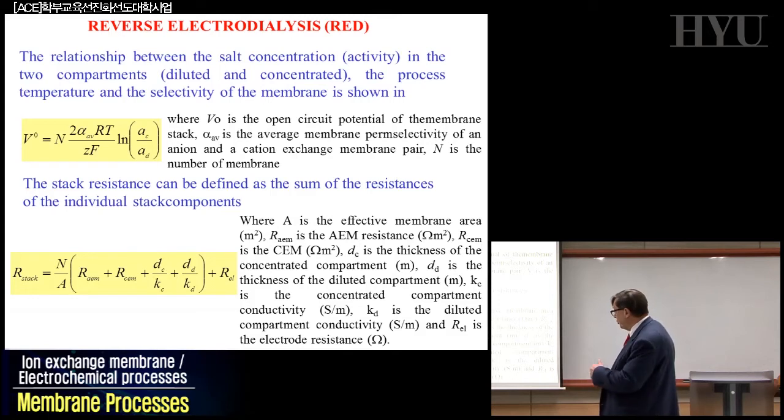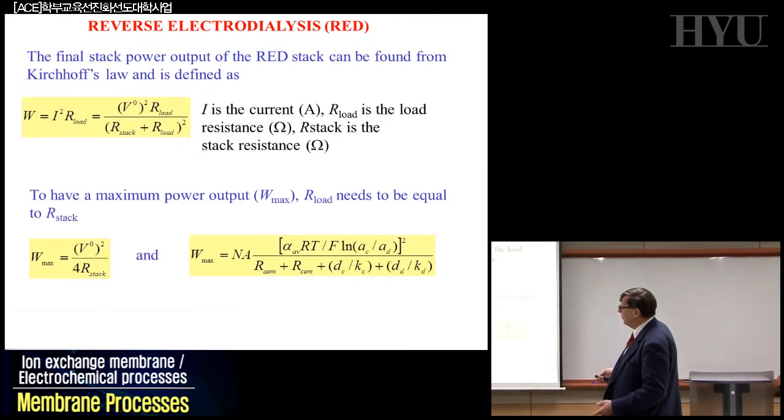So each one of these terms can have an effect on the overall voltage and overall resistance. You have to know in the whole system how this term can change related to the boundary conditions for each one of the membranes. We learned already that the limiting current can be one of the problems and so on.